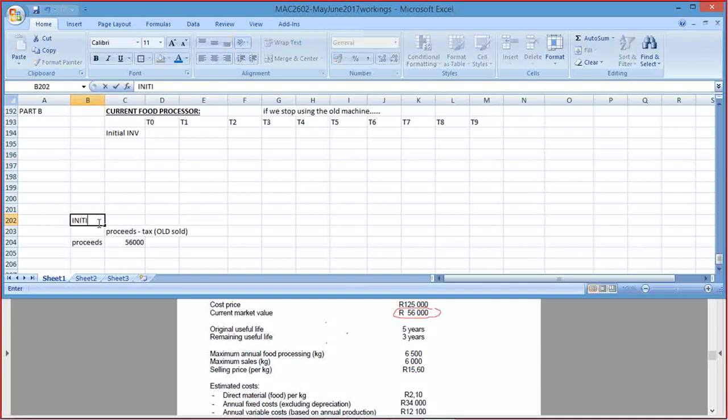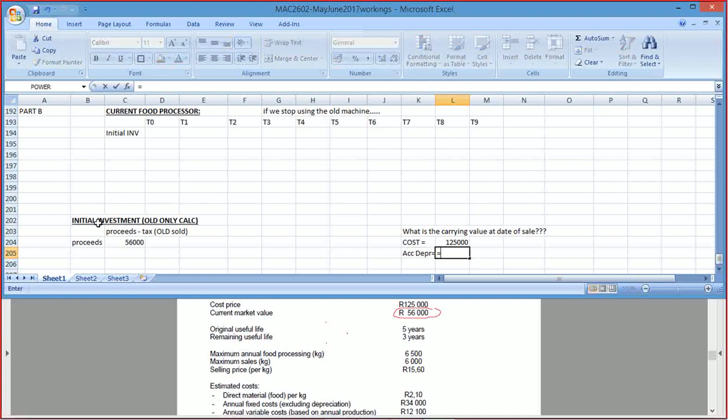So this is initial investment. Bracket, old only calculation. The first step is to work out the carrying value at date of sale. How do I work that out? Well, I need the cost. The cost was 125. How old is the asset? 3 years old. No, 2 years old. Remaining useful life is 3. Original useful life is 5.